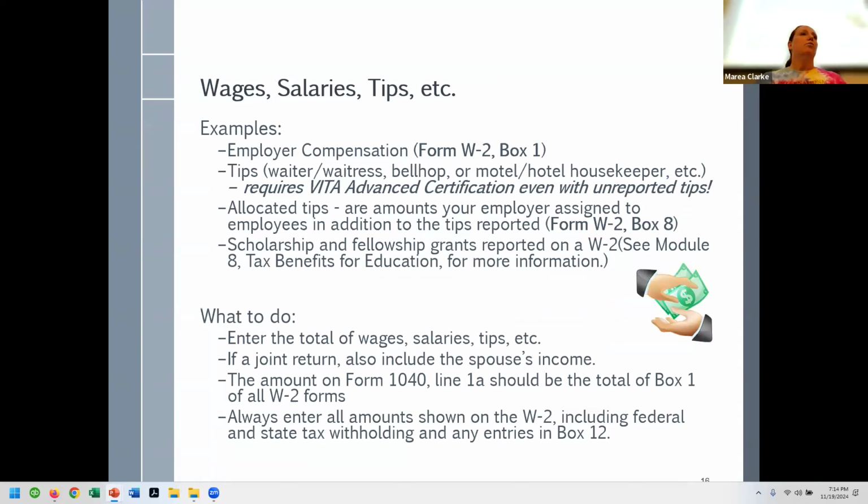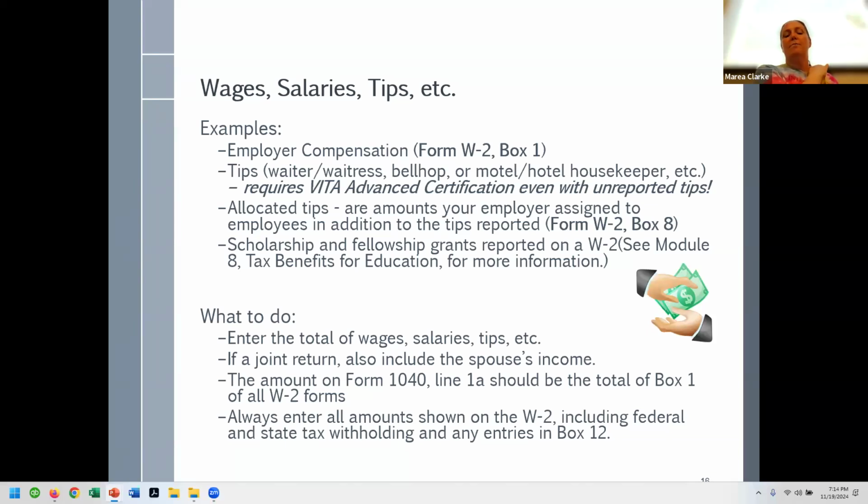If you are working at some types of jobs, you may receive tip income as well. Sometimes those are going to be reported on your W-2 as well. Sometimes they are not going to be reported. Remember, even if you're getting income as cash, the IRS still wants you to pay your income tax on it. So you are supposed to report that income as taxable income.